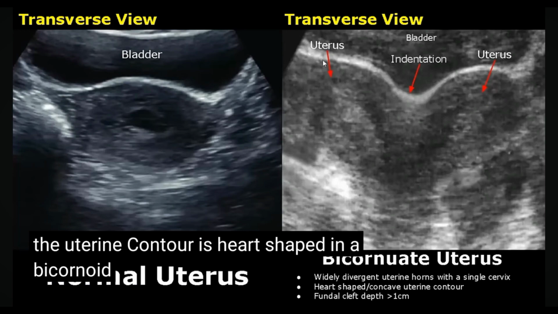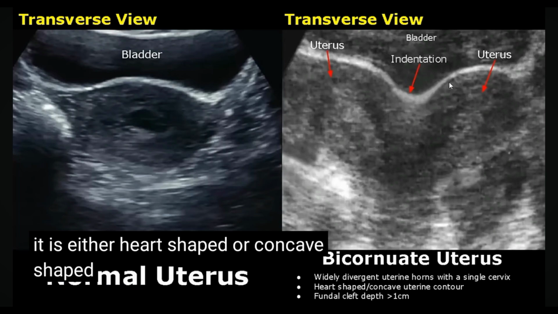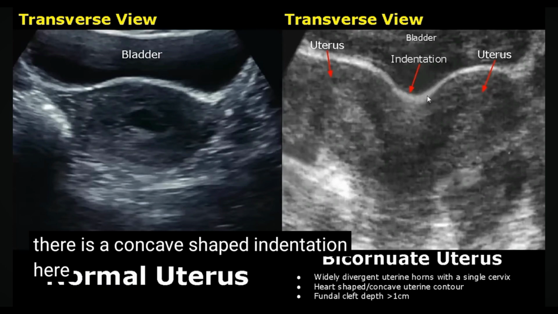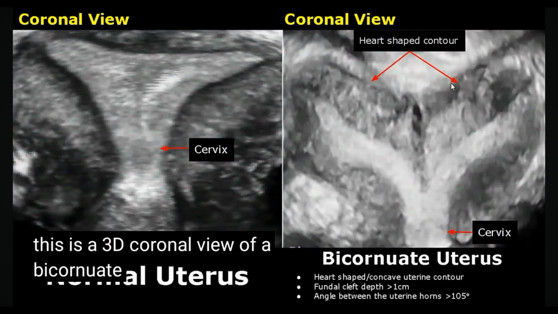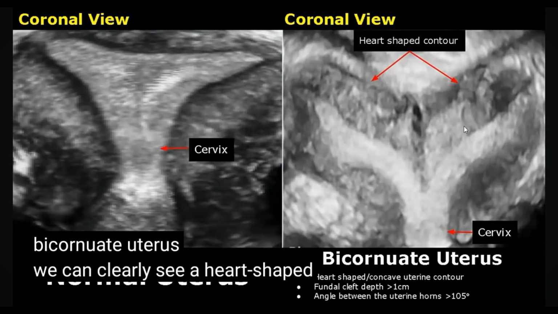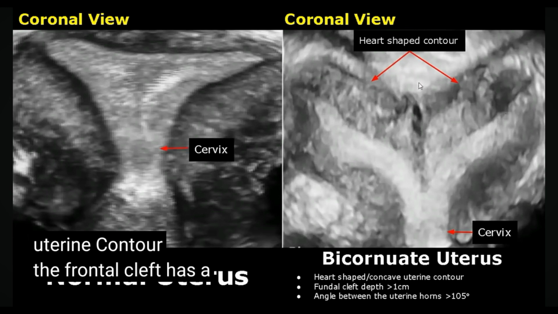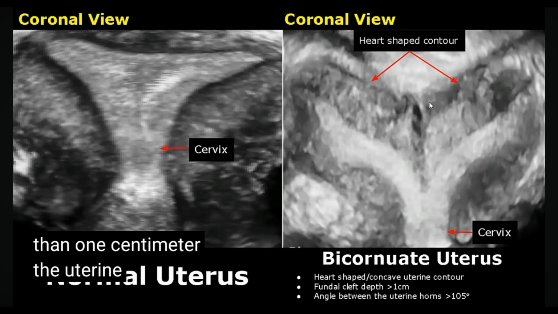In a bicornuate uterus, the uterine horns are widely divergent and there is usually a single cervix. The uterine contour is heart-shaped in a bicornuate uterus. It is either heart-shaped or concave-shaped. There is a concave-shaped indentation here. This is a 3D coronal view of a bicornuate uterus. We can clearly see a heart-shaped uterine contour.